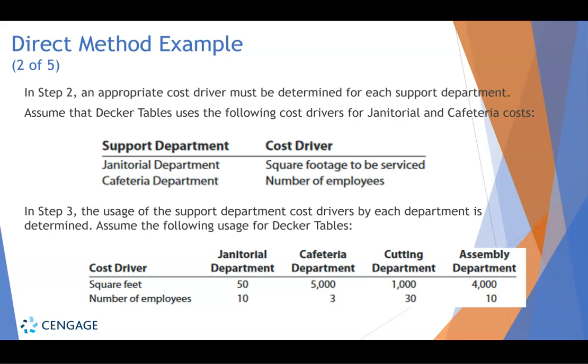Under the direct method, any inner support department usages are ignored. So, for example, the fact that the janitorial department has 10 employees that use the cafeteria doesn't get considered. Also, the fact that the janitorial department cleans 5,000 square feet of the cafeteria department is not considered either.